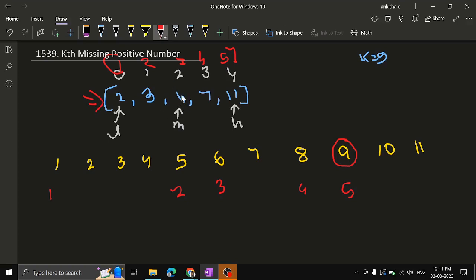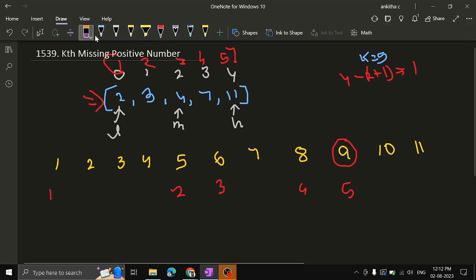If you check, 4 minus (2 plus 1), basically 4 minus 3 we are doing, that will give you 1. So for this index, mid equal to 2, one element is missing in the array. Of course, that is right because 1 is missing in the array, and 2, 3, 4 are present. So one element is missing.